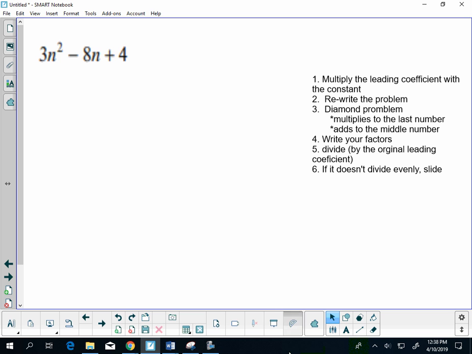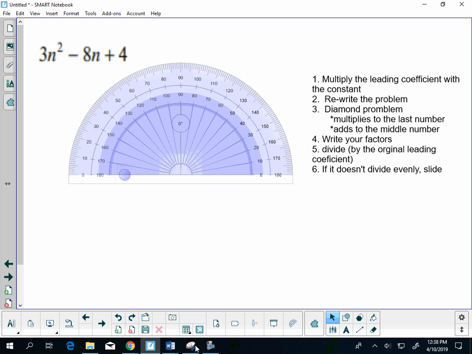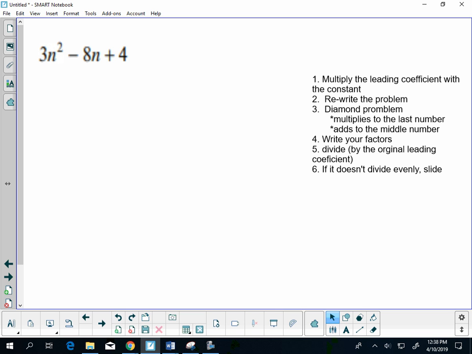So here, oops, where did that come from? Ignore that, we don't need that. On this one, we finally have a coefficient other than 1. It's a 3. We're going to multiply that and you get 12. Rewrite the problem. And when we write it, it's just going to be n squared minus 8n, and that's a positive 12, so plus 12.